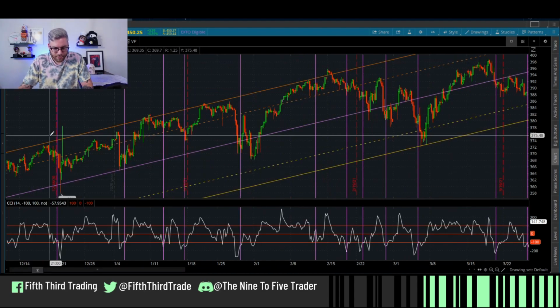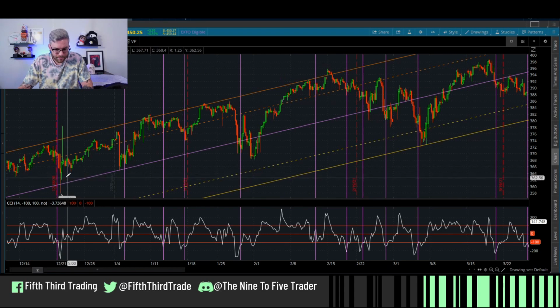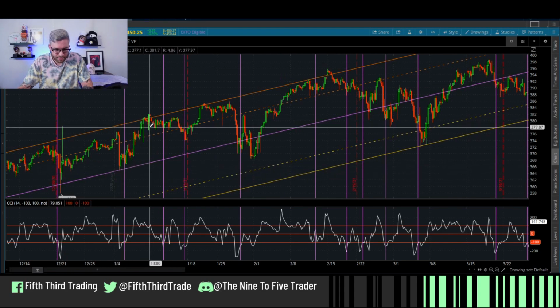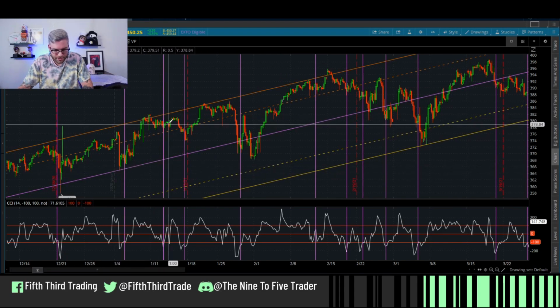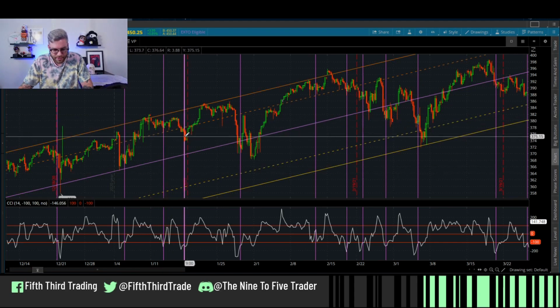So there we go. Let's zoom in. So we can see with the regression line, that would have been a good entry. Regression line bounce, good entry. Up here, not so much. And again, technically speaking, I would have entered anyways. Down here, it was okay.